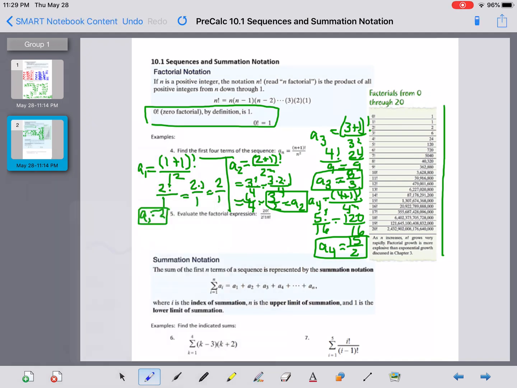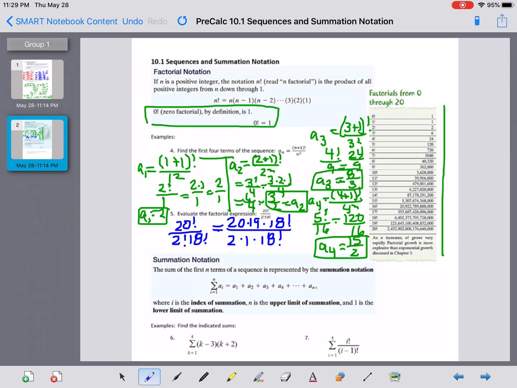Our next one: evaluate this factorial expression. I have 20 factorial over 2 factorial times 18 factorial. Huge numbers if I look at the chart. So let's think about what this means. 20 factorial means 20 times 19 times 18, and so on. 2 factorial is 2 times 1. I'm going to leave 18 factorial. So this is how I rewrote it.